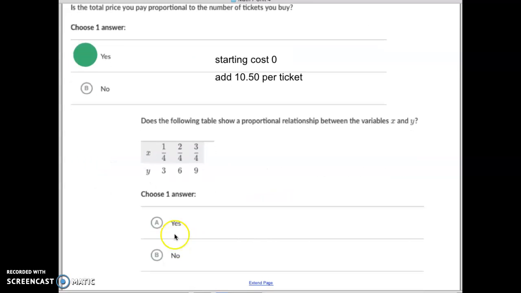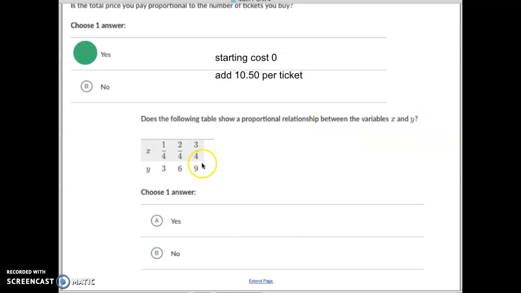Okay, does the following table show a proportional relationship? Well, here's this nice little table, and it's kind of hard to tell. Again, we need to find that 0 value. So here's what I'm going to do. I'm going to recreate this table right here. So I made this table all over again, but I need to find this. What would be if I had 0 fourths? So you notice it went 3 fourths, 2 fourths, 1 fourth, well, 0 fourths, right? And this one went 9, 6, 3, 0.